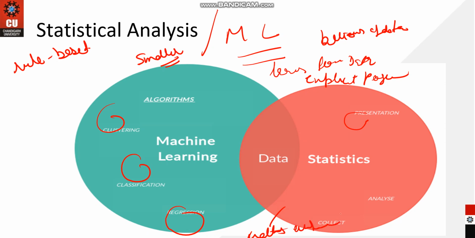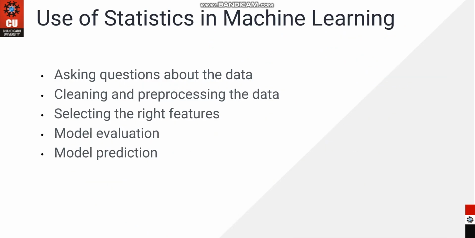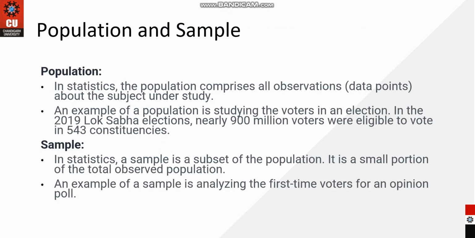On the other hand, machine learning identifies patterns from the dataset through iterations, which require much less human effort. And when we talk of the various uses of statistics in machine learning, we say machine learning is basically based on statistical analysis. It is about asking questions about the data, cleaning and pre-processing the data, selecting the right features, model evaluation, and then model prediction. We also need to know the difference between population and sample.